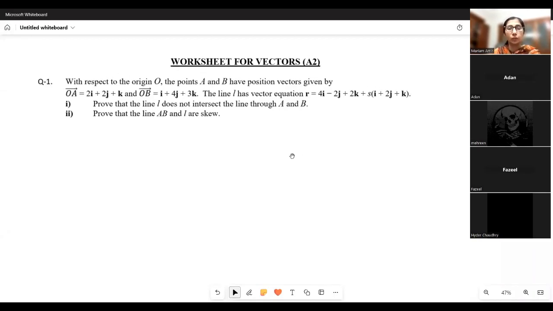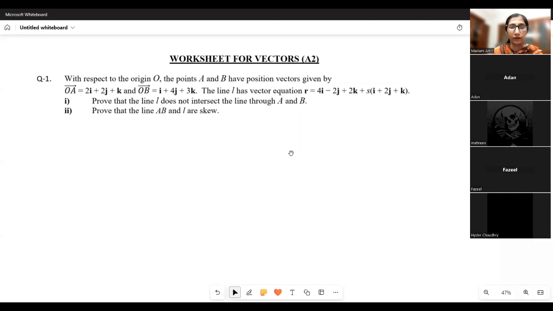Today we're starting the worksheet of vectors. This worksheet will be extensively talking about equation of vector and everything that we've discussed in the last two classes.